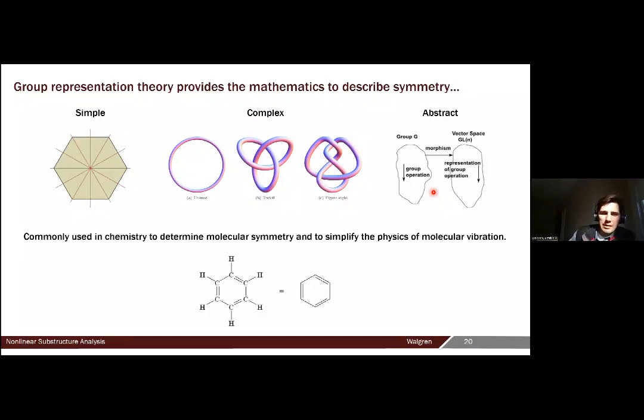Group theory is commonly used in chemistry to determine molecular symmetry and then simplify molecular vibration. So you can see that this molecule has a certain amount of symmetry baked into it. Group theory was originally used to help simplify the differential equations to solve the vibration equations. And if any chemists are online, I'm probably butchering that explanation, but that's how I understand it.